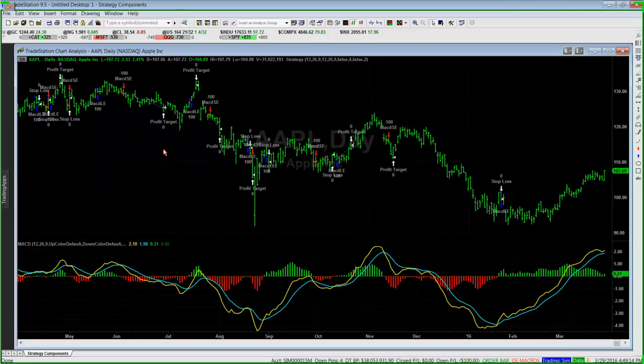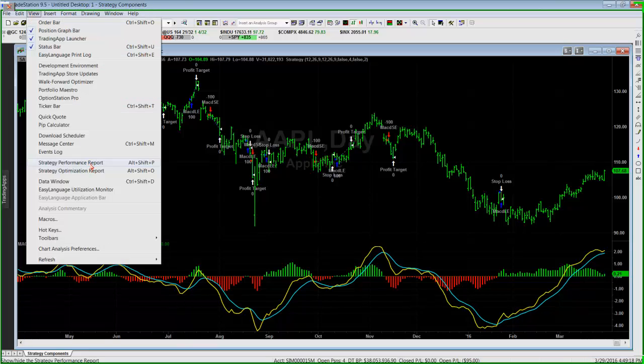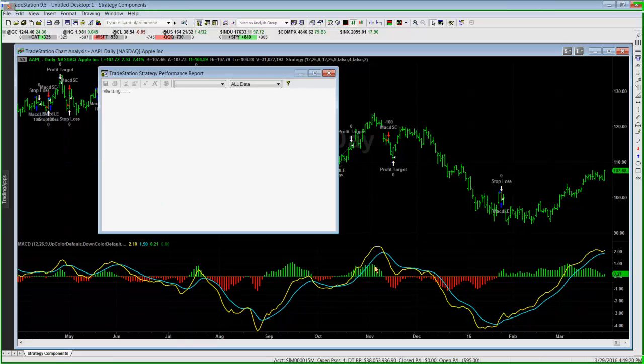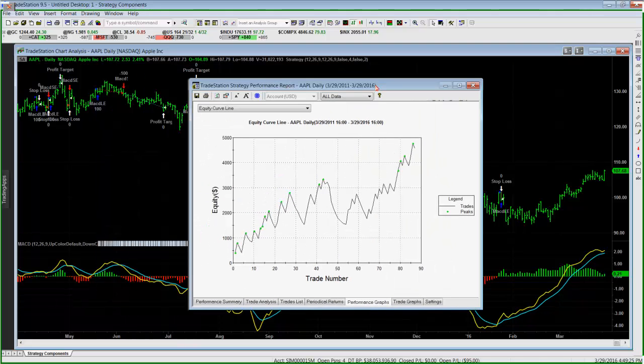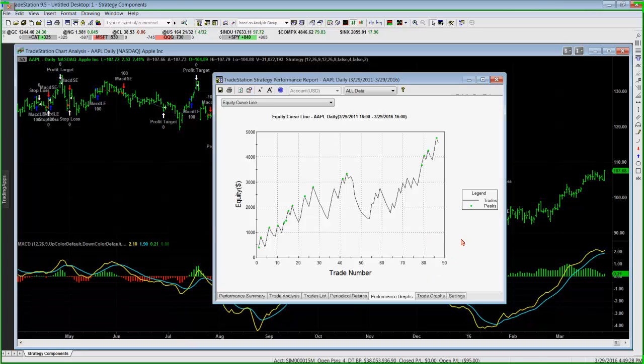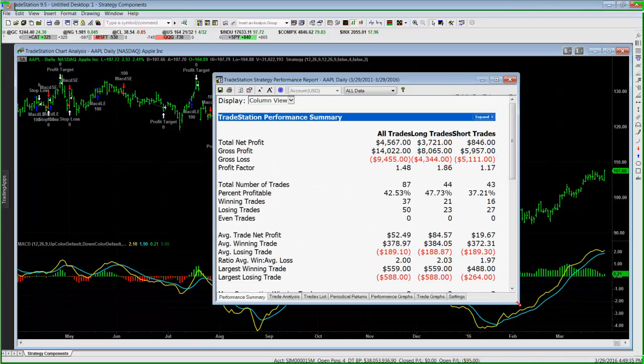We can take a look at the performance of the strategy by going to View, Strategy Performance Report. Here TradeStation compiles all of the trades within the chart and gives us a comprehensive performance report. This is an equity curve, for example. I'm going to click on Performance Summary. And let's take a look at some of the key performance measures that you might want to look at to evaluate this particular strategy.